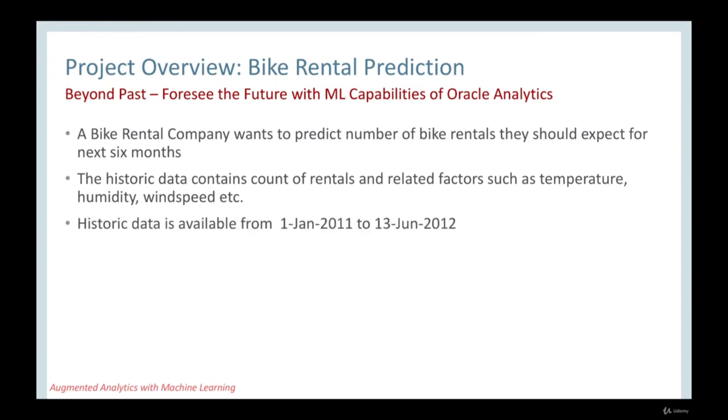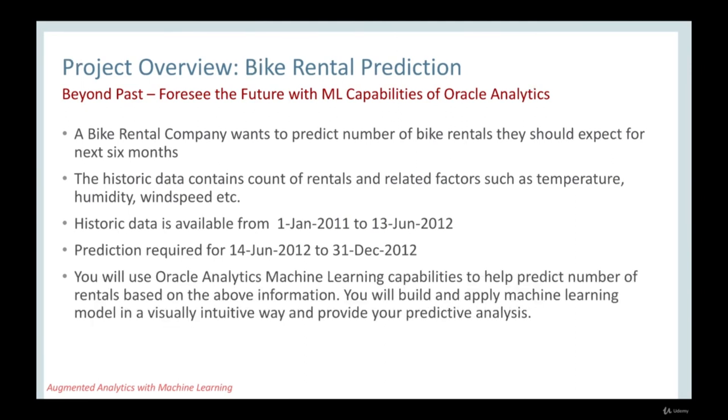For this demonstration purpose, we will be using historical data from January 1, 2011 to 13 June 2012, almost 1.5 years of data. And the organization wants to predict a workload or the count of bike rental they should expect for next 6 months. You will be using Oracle Analytics machine learning capabilities to help predict number of rentals you should expect for next 6 months by leveraging the historical data, creating a machine learning model, and then apply that model to predict for next 6 months. So let's get started.